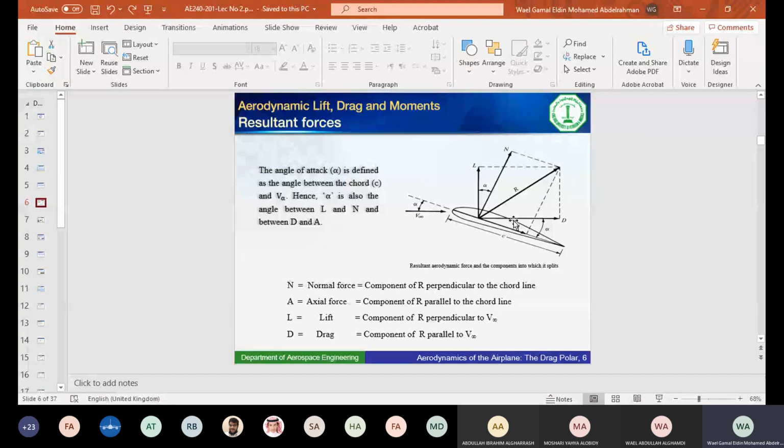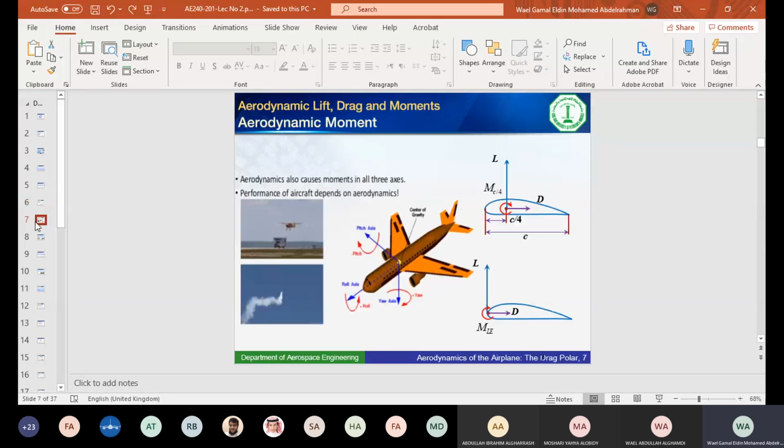The angle between these two systems is what we call the angle of attack. So the angle of attack is the angle between the free stream and the chord line, or it's the angle between the lift and the normal force, or it's the angle between the drag and the axial force. All of these are the same angle of attack. Okay.